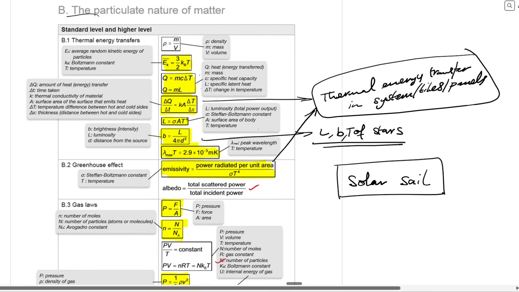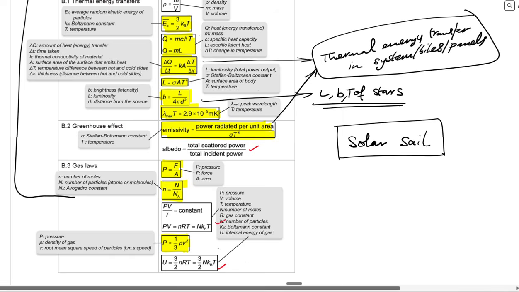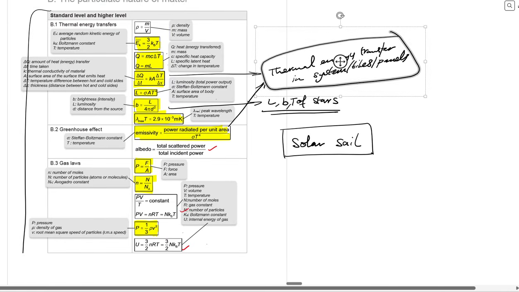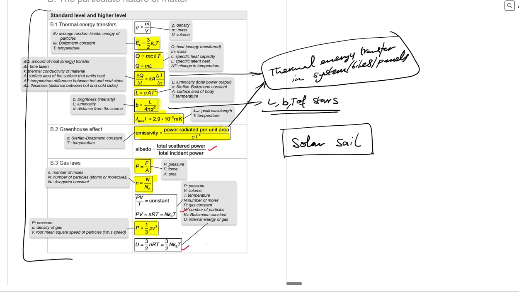Next is our thermal energy transfers. We could have a whole question that links all of these. So topic B is something to brush up on definitely and focus. So we can have thermal energy transfer in a system of, let's say it's cooling, tiles, panels, solar panels. We could have a solar sail with photons that hit it. We'll have 100% a star-based question, right? Calculate the luminosity, brightness, temperature with Wien's law, either of these laws as well.